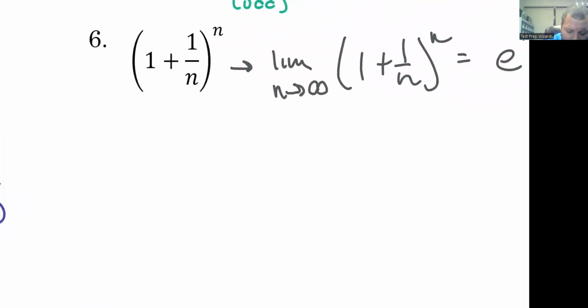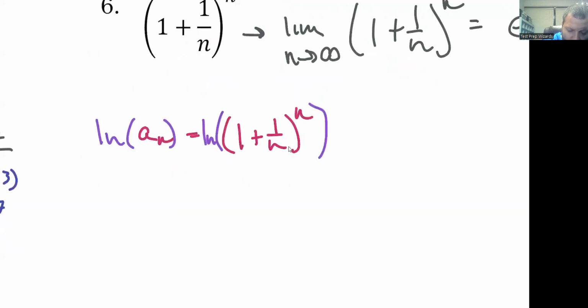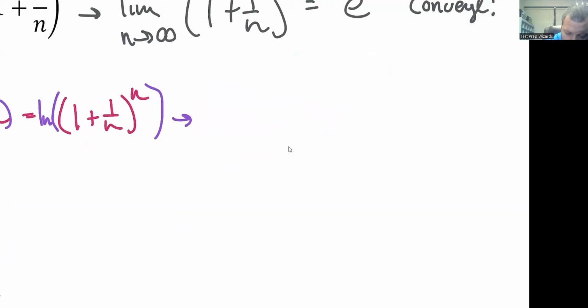Suppose I say that I have some a sub n equals (1 plus 1 over n) to the nth power, right? So I kind of have an issue here with this exponent. So how do we fix exponential problems? We take natural logs, right? So if I took the natural log of a sub n, I would take the natural log of this side as well. So we're going to get the natural log of a sub n, my nth term, is equal to n times the natural log of 1 plus 1 over n.